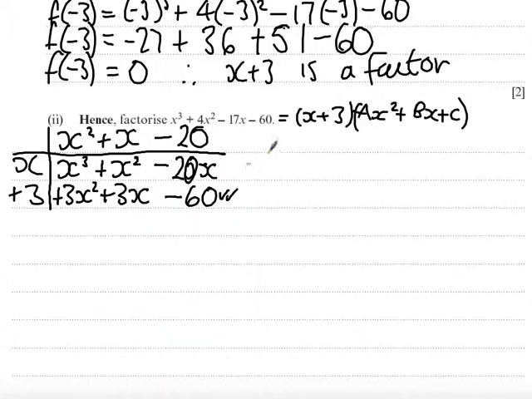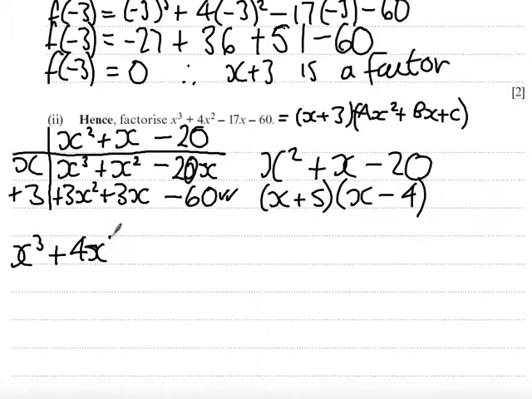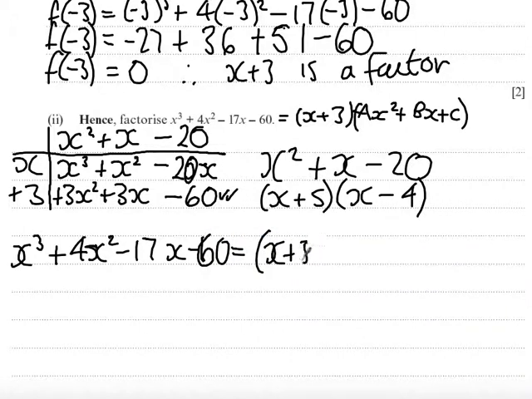Okay, having got my quadratic, I'm going to factorize my quadratic. So x squared plus x minus 20. Factors of minus 20 that have a difference of plus 1 will be x plus 5, x minus 4. So last thing to do is just state that the cubic is equal to these 3 linear factors. So I've got x plus 3, x plus 5, and x minus 4.